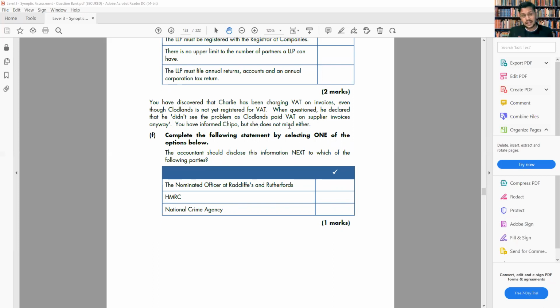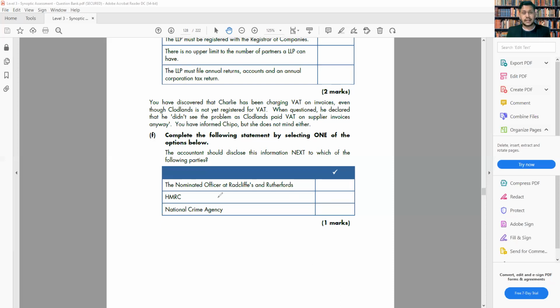So basically, unless the company is registered for VAT, you are not allowed to charge VAT to the customer, even though you are paying VAT to your supplier. Unless your business is registered, either compulsorily or voluntarily, you are not allowed to charge VAT to customers. If you do that, it's wrong. So he informed Chipo, and she doesn't mind. For that reason, what will be your action?